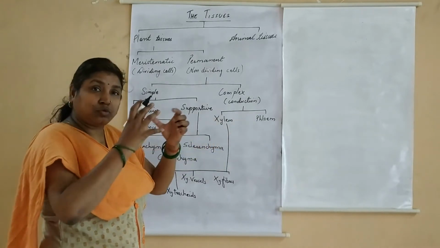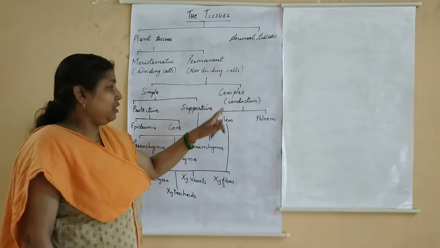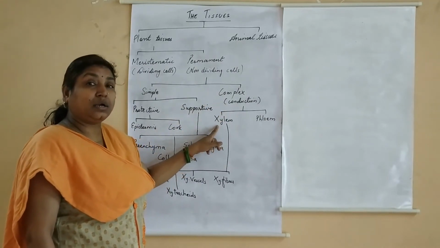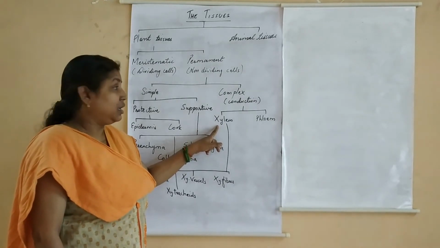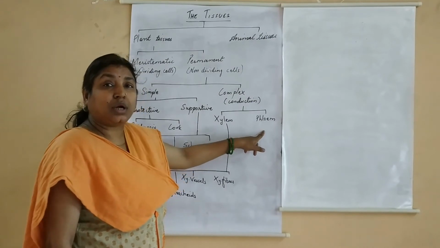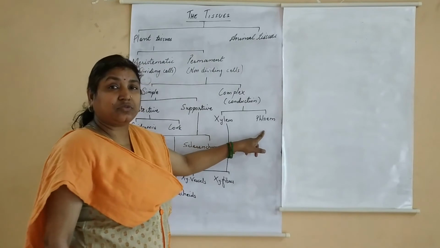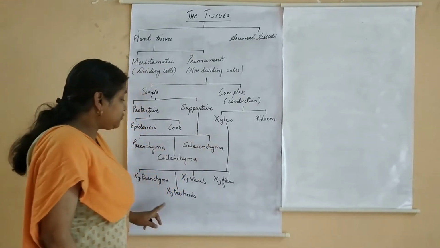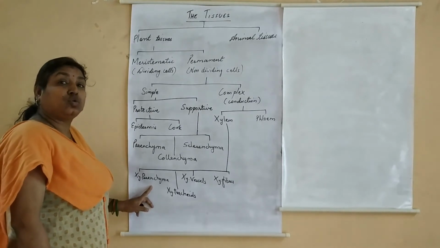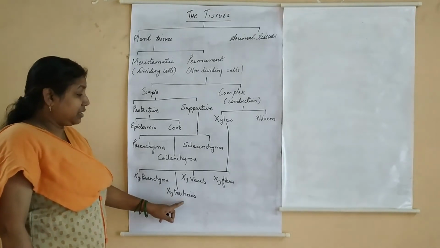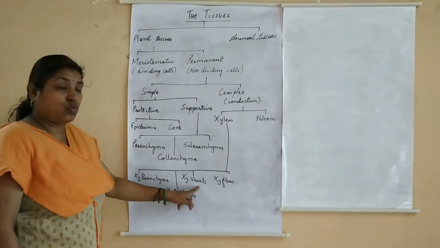Since they are made up of a group of different types of tissues, they are called complex tissue. The main function of xylem is to conduct water and minerals from roots to different parts of the plant. And the function of phloem is to conduct food from leaves to different parts of the plant. Now out of these 4 types, xylem parenchyma is a living cell and its function is storage. Xylem tracheates and xylem vessels are the main vessels that conduct water.